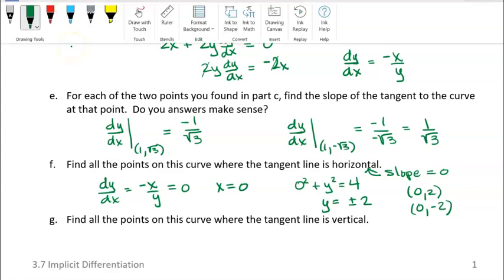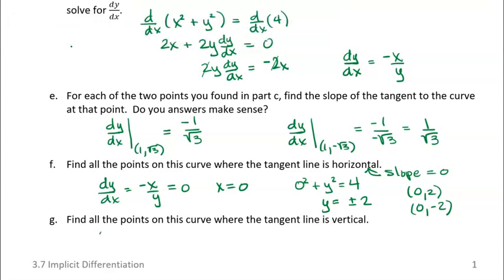Well, I guess I don't need to change color. So the tangent line is vertical. Remember, the slope is rise over run, and we end up with a vertical tangent line when we have all rise and no run. So the slope would be undefined, right? That's going to happen when y is equal to 0, because the derivative is negative x over y, and so if y is 0, then the derivative would be undefined.